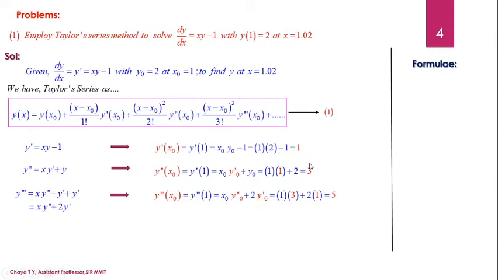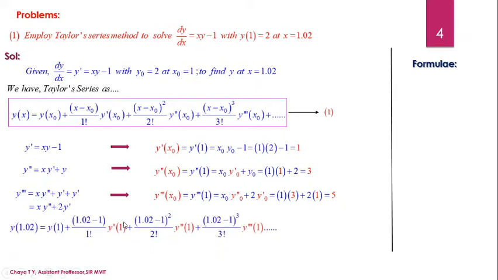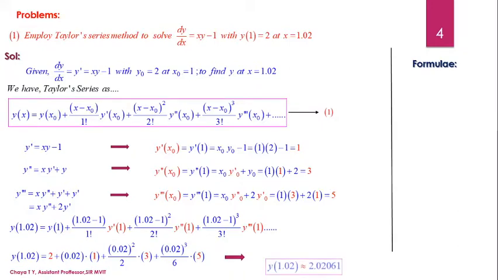So once we have obtained all the values, now I am going to consider equation 1, and then we are going to substitute for all the requirements in equation 1. So what is x? x is 1.02 and x naught is this expression. I have substituted for x and x naught here. Fine. Now simplify using your calculator. We are going to get the value of y of 1.02 as 2.02061. So this is an approximate value, not the exact solution of the problem.